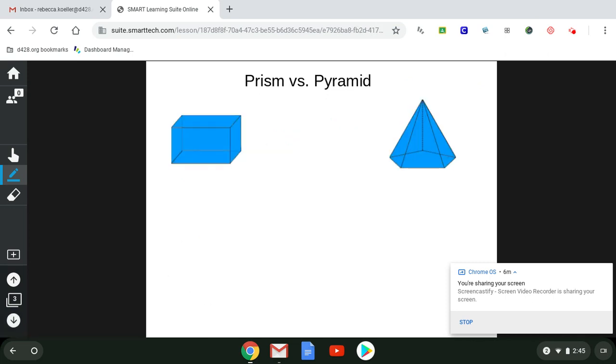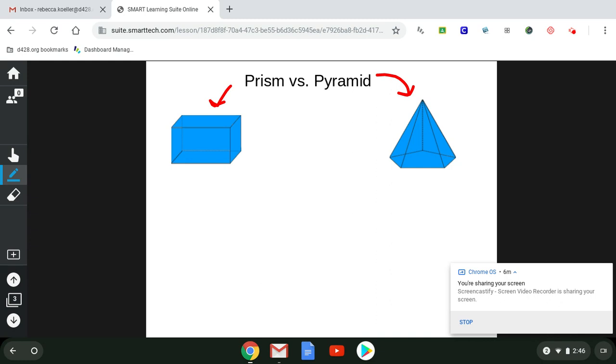So when we do surface area and volume, we're going to come across two different types of shapes. One of them is a prism and the other one is a pyramid. We're going to talk about the differences between a prism and a pyramid. I'm going to write down the formal differences and then show you how I identify them. So first, a prism looks like this and a pyramid looks like that.